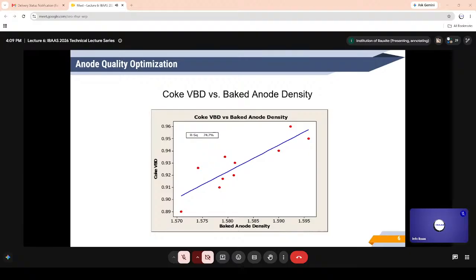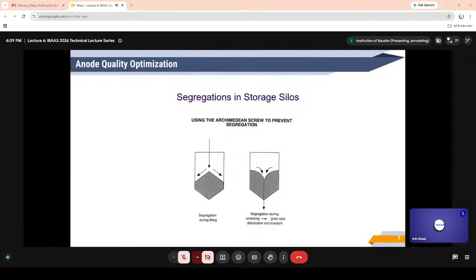Calcined petroleum cokes are obtained by calcining green petroleum cokes in rotary kilns or in vertical shaft kilns. The rotary kiln calcined cokes generally have low VBD, while shaft calcined cokes have high VBD. It is a general practice nowadays to blend low VBD cokes with high VBD cokes to have a higher average VBD coke mix. In this way, we can achieve higher baked anode density.